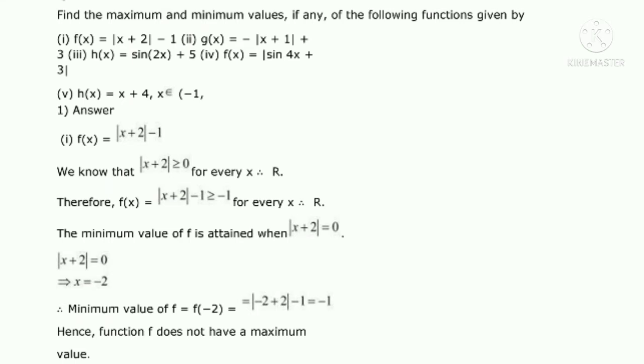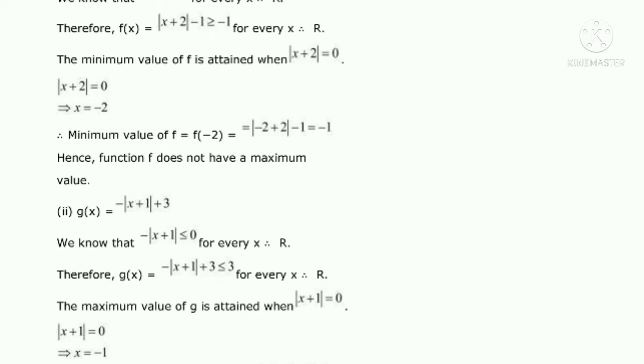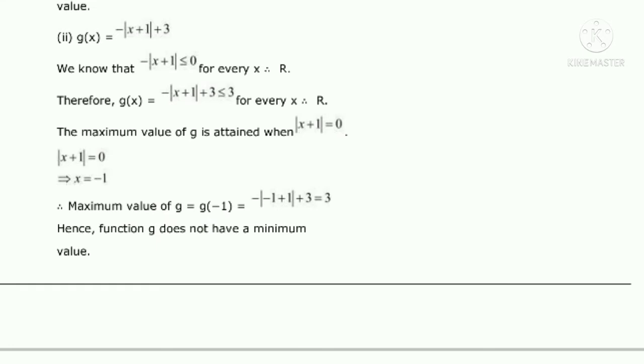So now we have to continue this exercise, question number 2, the second question. The second question is given: g(x) = -|x + 1| + 3. So the procedure is the same. If you see the second question, first of all, the function is given g(x) = -|x + 1| + 3. First of all, one thing we know: if we take only the modulus of x + 1, we have already done this type of questions.